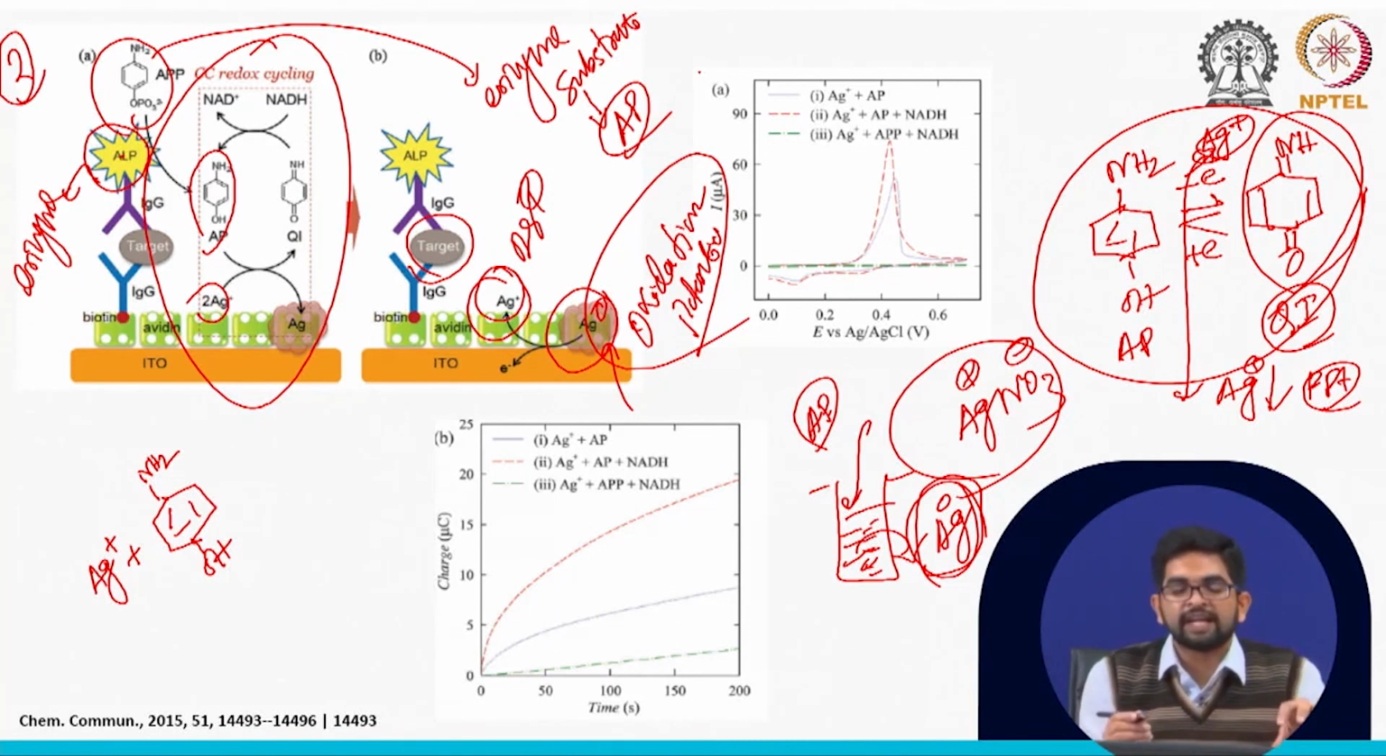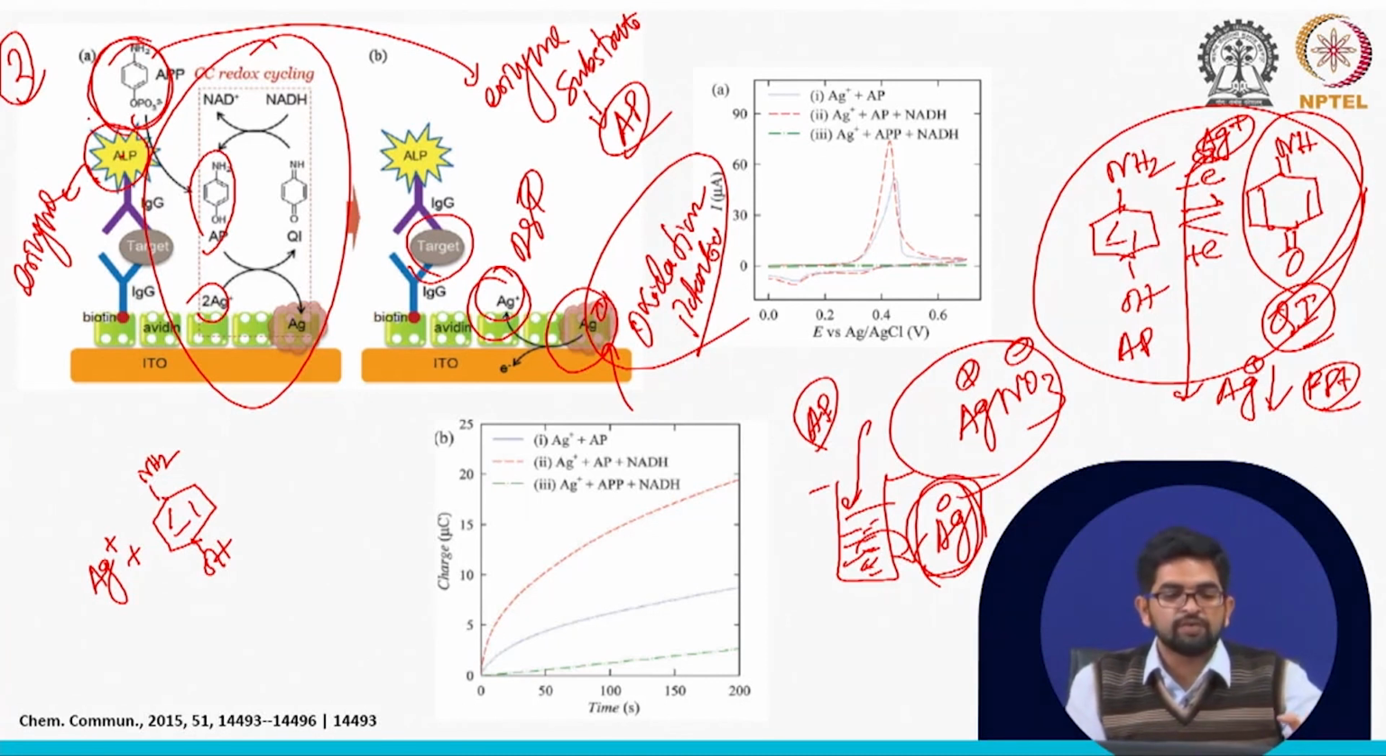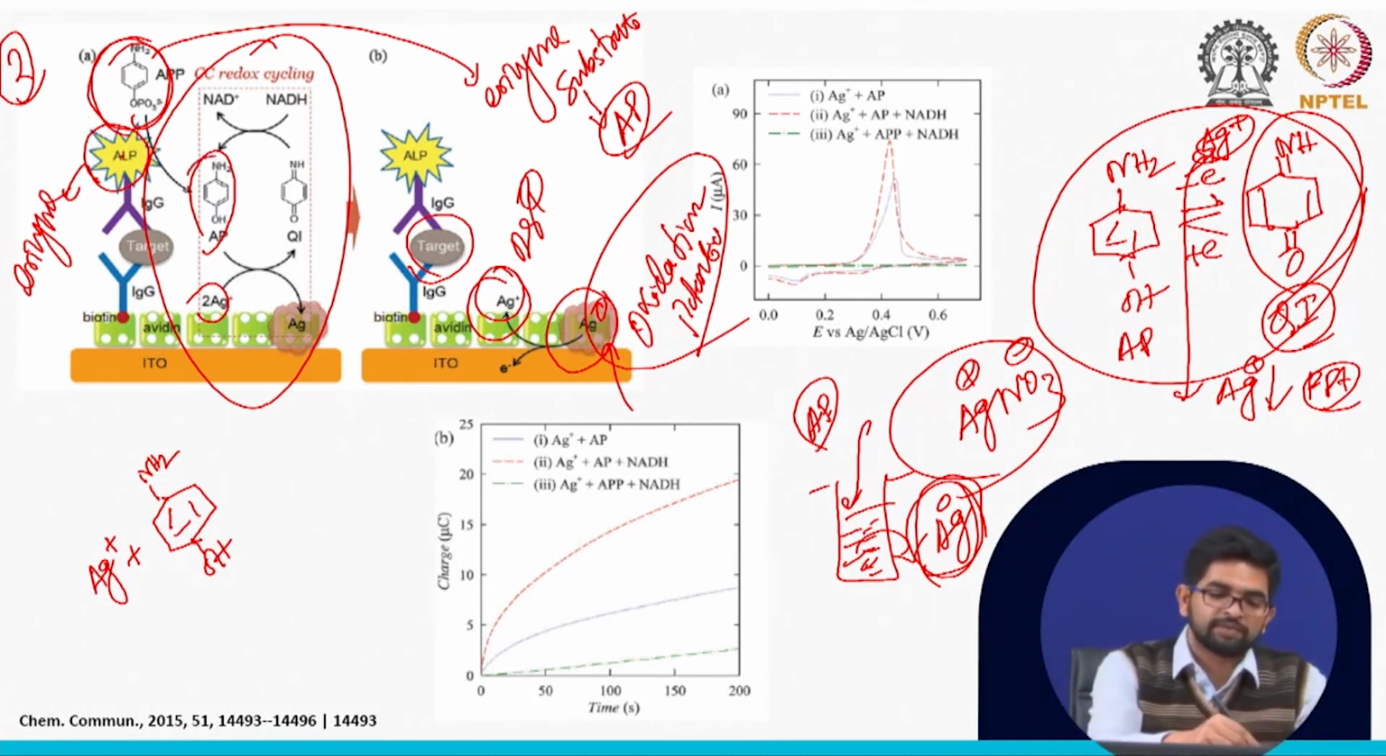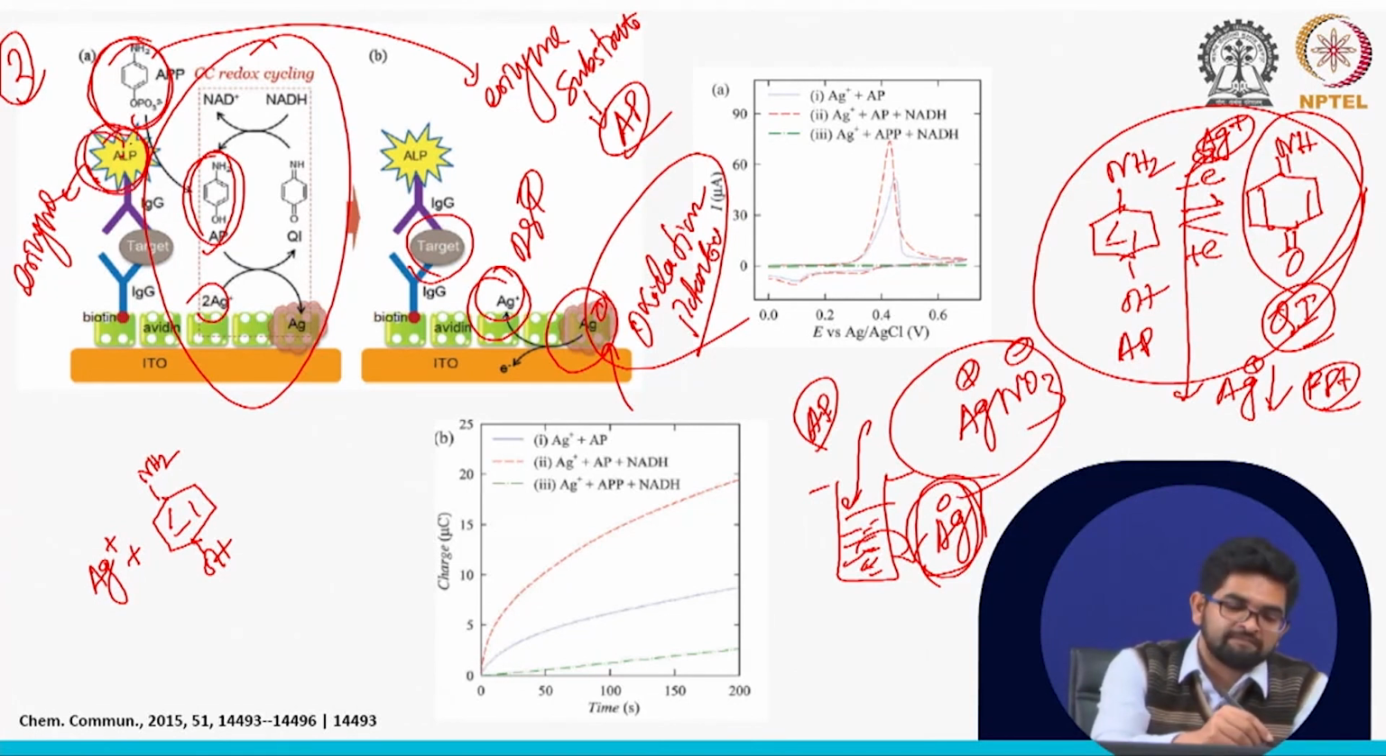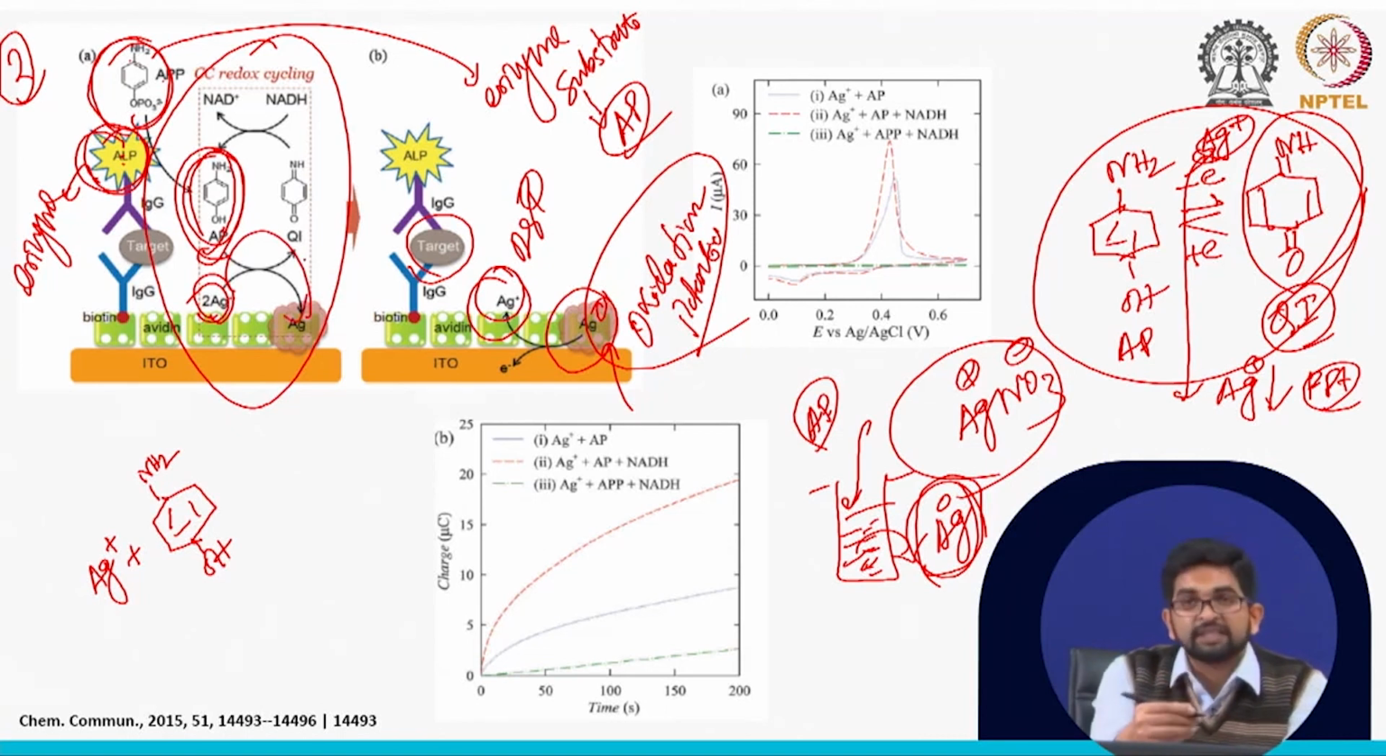So, how will you get the aminophenol on your biosensor surface? From this APP substrate. And how will this APP substrate form the aminophenol? By reaction with ALP, alkaline phosphatase. This is the enzyme. So, more ALP means more APP will react, will form more AP, and more AP means many silver ions will form many silver nanoparticles, silver.